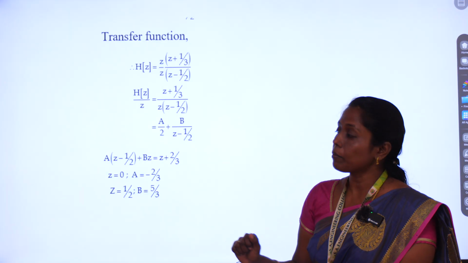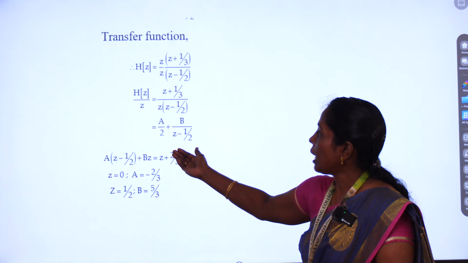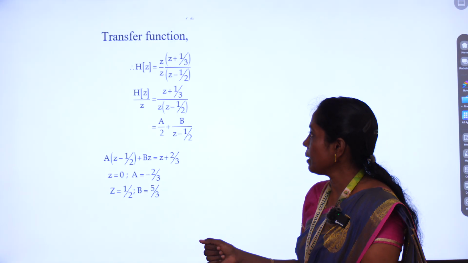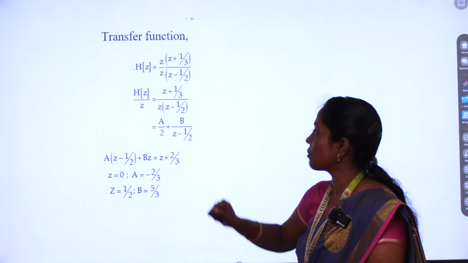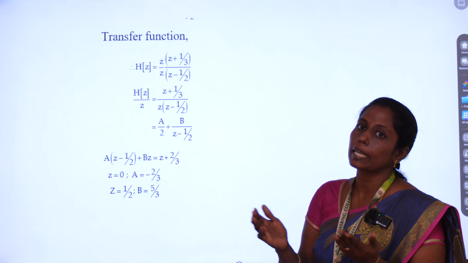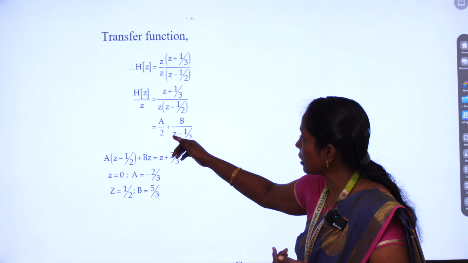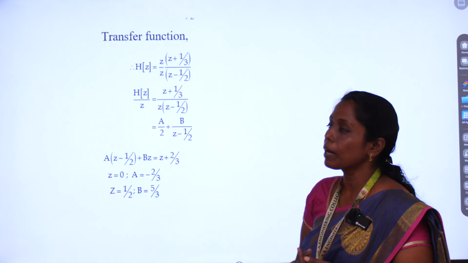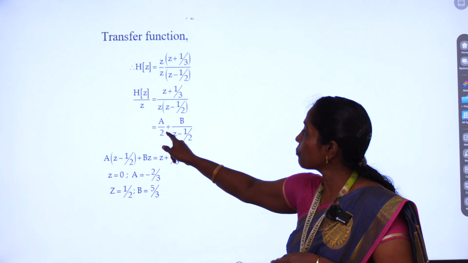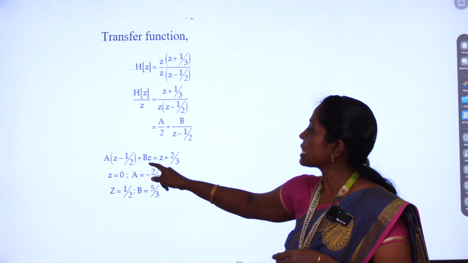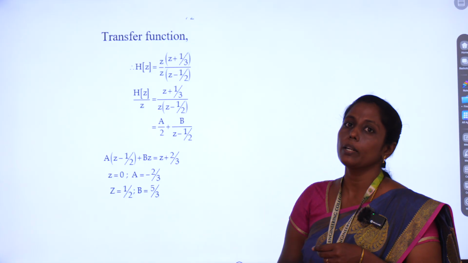So how to find the value of A and how to find the value of B? Let us take LCM, and now to get the value of A, let us substitute z is equal to 0. So after segregating this term as A and B, our aim is to get what is A and what is B. In order to get the value of A, we have to substitute z as 0 in this equation.